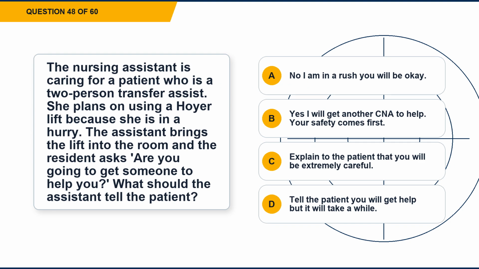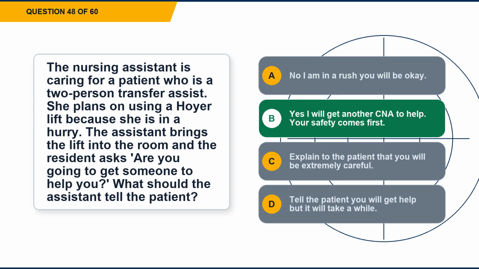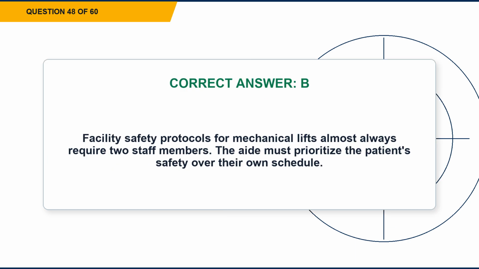Question 48. The nursing assistant is caring for a patient who is a two-person transfer assist. She plans on using a Hoyer lift because she is in a hurry. The assistant brings the lift into the room and the resident asks, "Are you going to get someone to help you?" What should the assistant tell the patient? Option A, "No, I am in a rush, you will be okay." Option B, "Yes, I will get another CNA to help. Your safety comes first." Option C, "Explain to the patient that you will be extremely careful." Option D, "Tell the patient you will get help but it will take a while." The correct answer is option B, "Yes, I will get another CNA to help. Your safety comes first." Explanation. Facility safety protocols for mechanical lifts almost always require two staff members. The aide must prioritize the patient's safety over their own schedule.